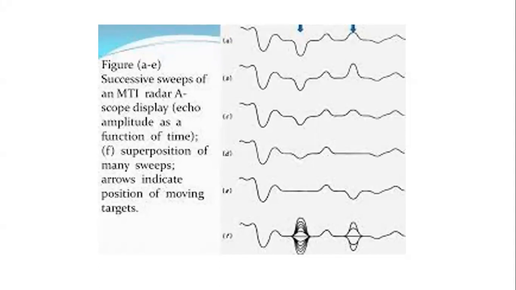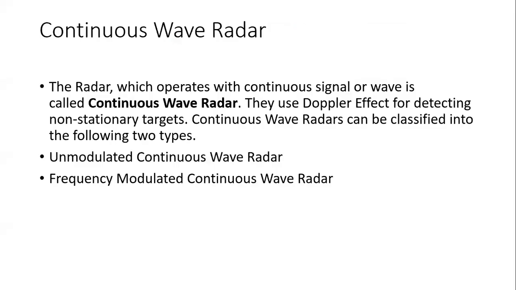So this moving target indicator is not only for aircraft and submarines, even clouds. Moving clouds can also be traced with it. So this was all about MTI. Next, we will go to continuous wave radar.